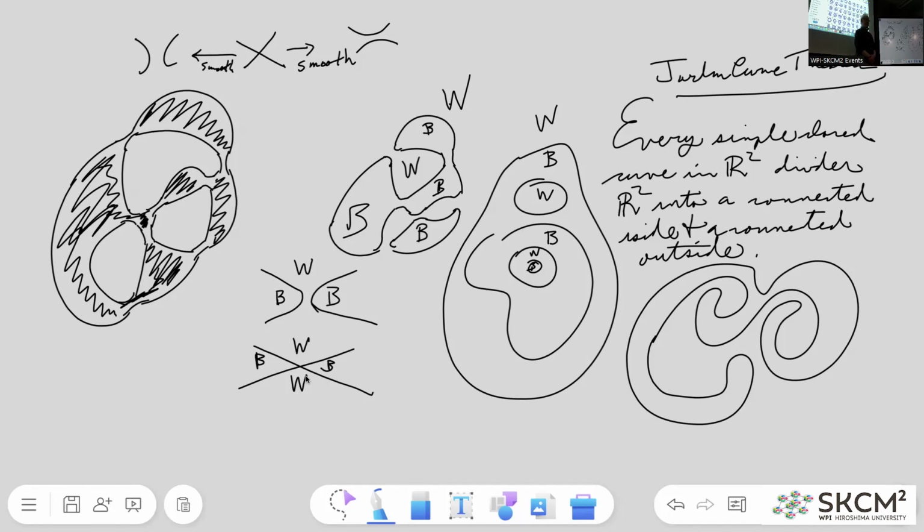Okay? Now, you might think, I'd like a different proof. Well, see if you can find one, because there are many proofs of this. Now comes another theorem.